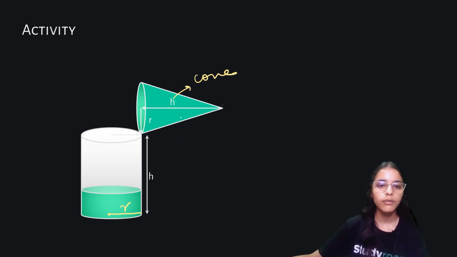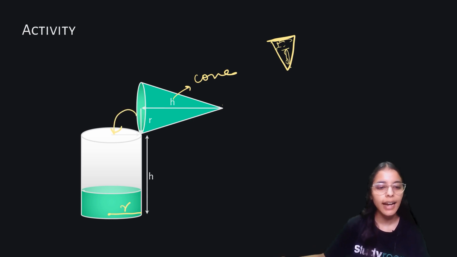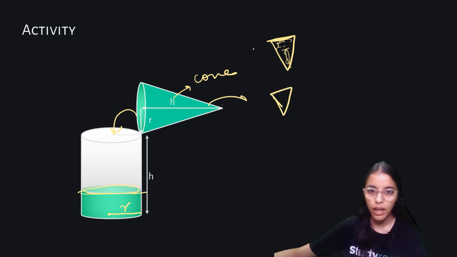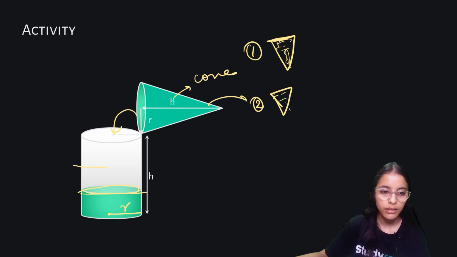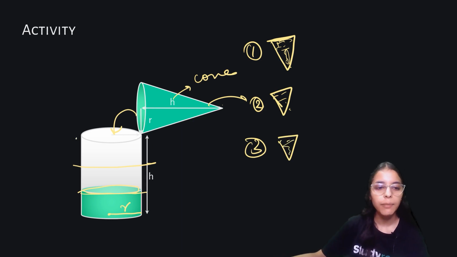Now we fill up the cone with sand till the brim, and we empty the cone into the cylinder. We'll see that it only fills a part of the cylinder. So we fill up the cone again, the second time, and you'll see that it covers another part, which is greater than half but still not full. Then we fill the cone a third time and empty it into the cylinder, and you see that the cylinder is filled up to the brim and no space is left.